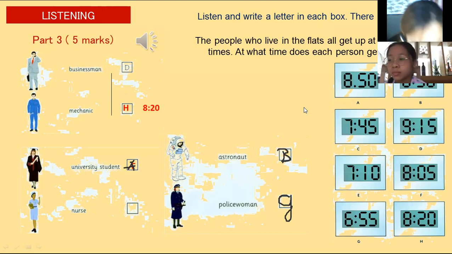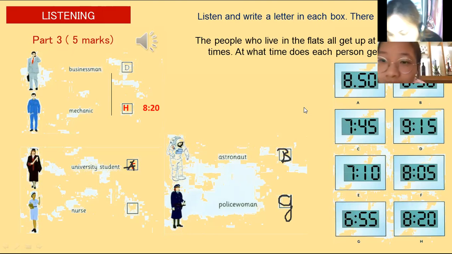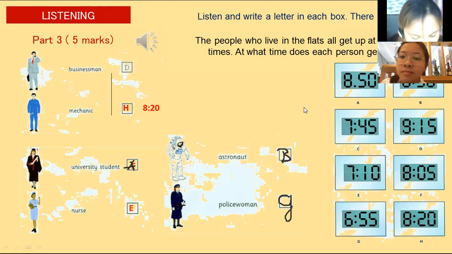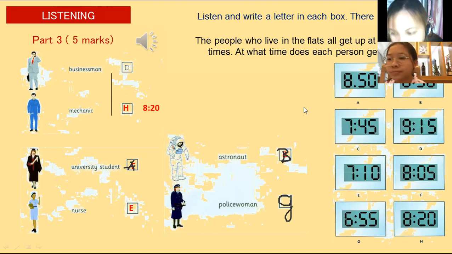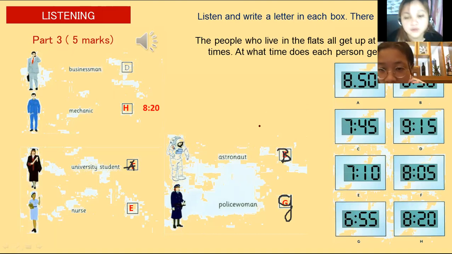Okay. So the correct answer is letter F. It's 8:05. Okay, next one, nurse, is letter E. It's 7:10. Astronaut is letter B, correct? 6:30. Policewoman is letter G. You are correct. Okay, so in this part, Laura, you got 2 points.